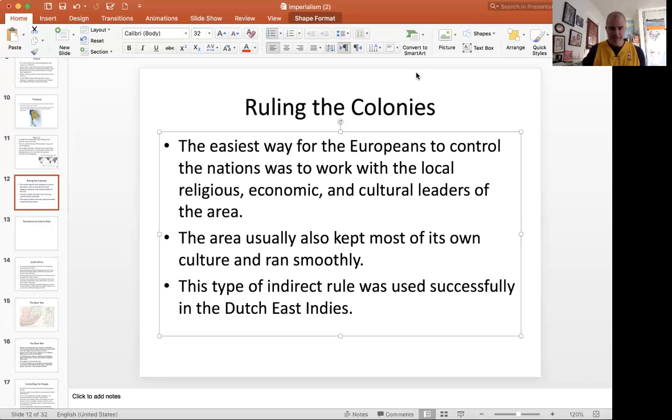And the benefit to this was that we don't have to have a big police force. We don't have to spend as much money to control the colonies, but we still get what we want. And what these people wanted was the raw materials, the natural resources of the area, that they would then bring back to the mother country, to England or France or the Netherlands or whatever European country was ruling, and use it in their industrial revolution, in their factories, in their industry.